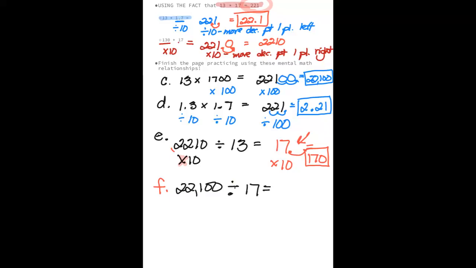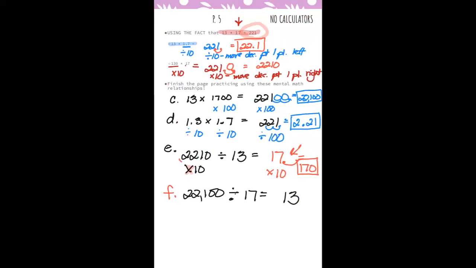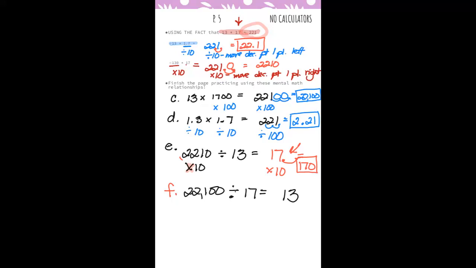22,100 divided by 17. I know the answer is going to have a 1 and a 3. How does 22,100 compare with 221? Is it bigger or smaller? How many times? That's 100 times bigger than 221. So what must I do with this answer? Multiply by 100, which moves it 2 places to the right, which gives me 1,300.